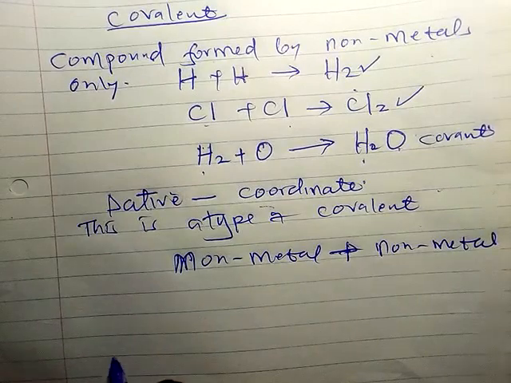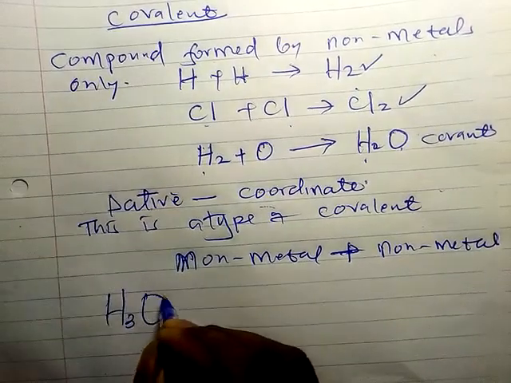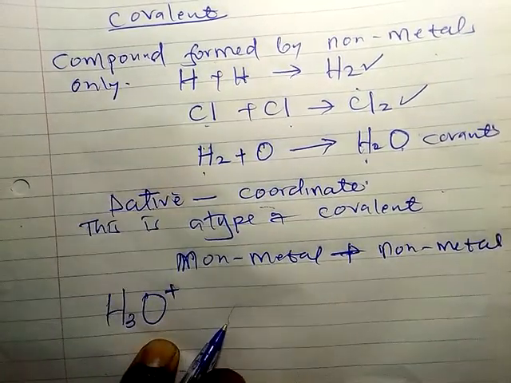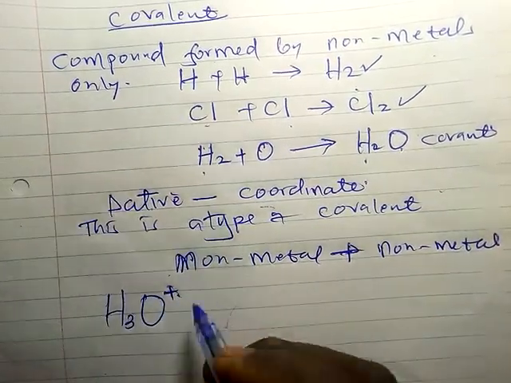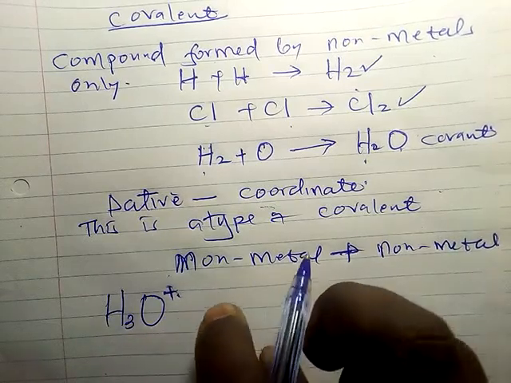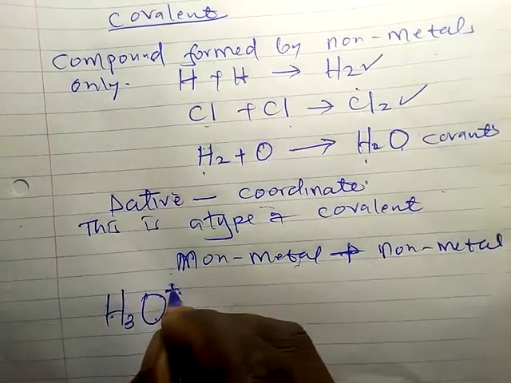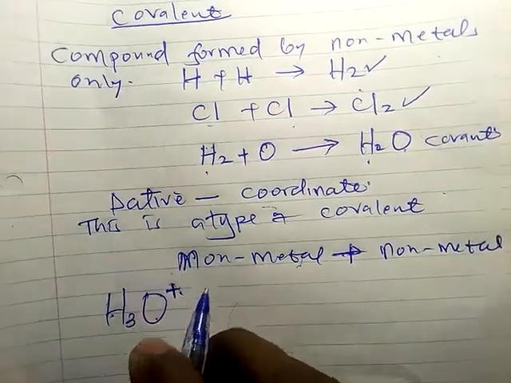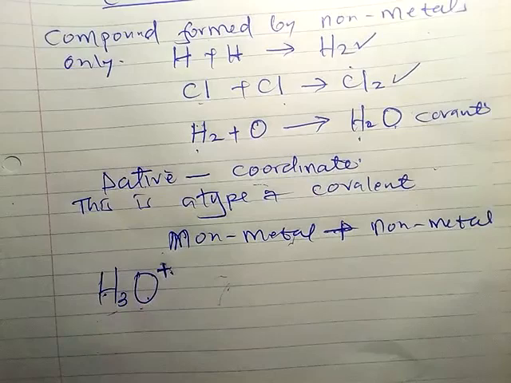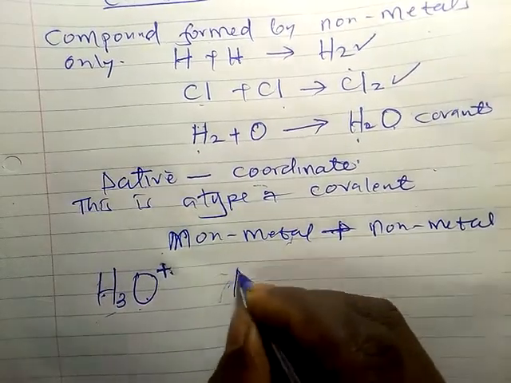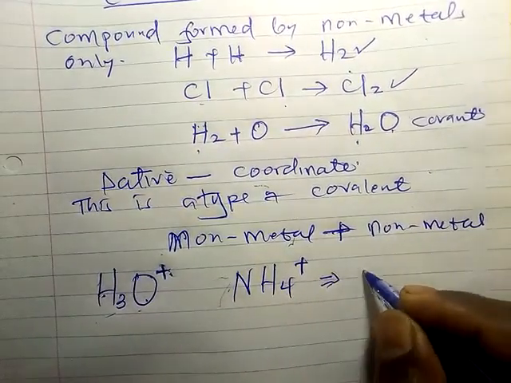The difference comes when, for example, you have a positive charge. So when you see a compound which has a charge, especially positive and not negative, you should know that this one will undergo dative bonding. Because hydrogen is a non-metal, oxygen is a non-metal. Once you see positive, you should know that that one is dative bonding. So this one is called hydroxonium ion. We have another one, ammonium ion. When you see this one, you should know that this one will undergo dative.